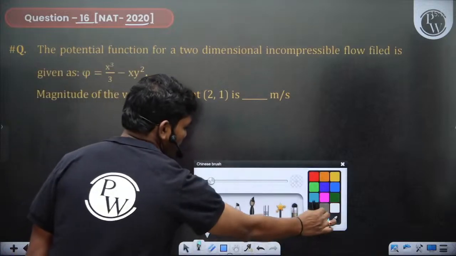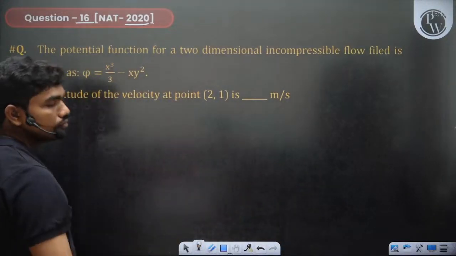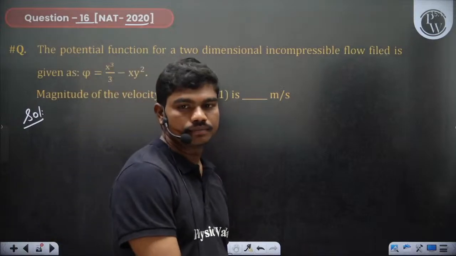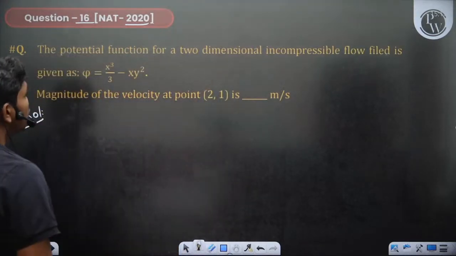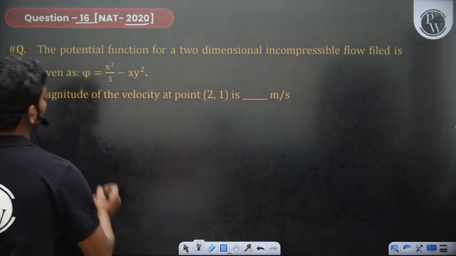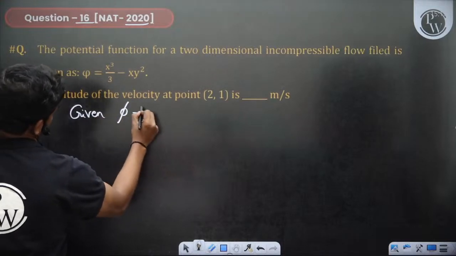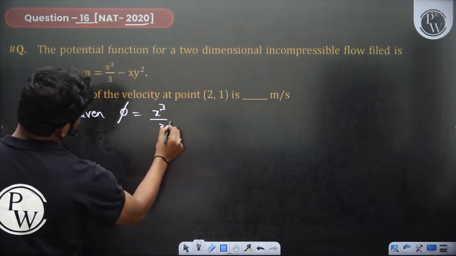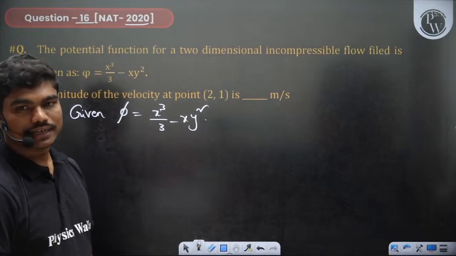Actually, come on, solve this. 2020. Okay, that's one of the easiest papers, in fact. Let's see how mechanical came this year. The potential function for a 2D incompressible flow field is given by phi; find the magnitude of the velocity at the point (2, 1).